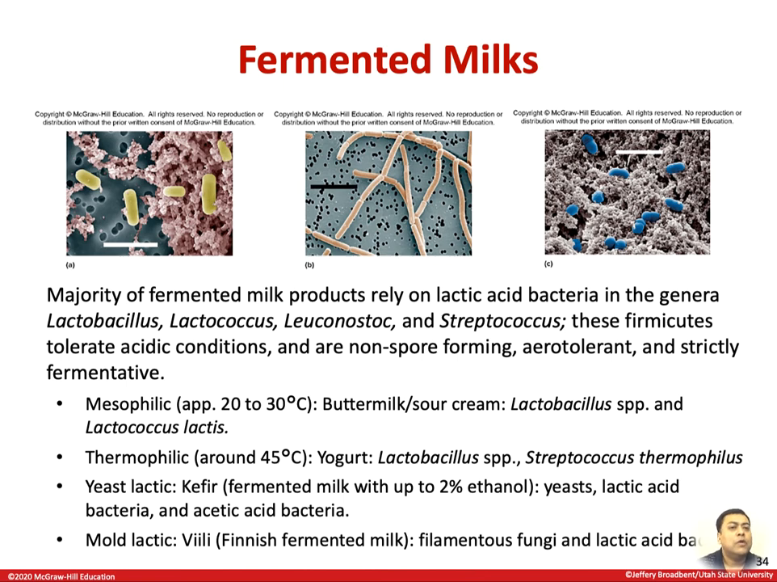So first we are looking at the different types of fermented milks. The majority of fermented milk products rely on lactic acid bacteria, which use the lactose from the milk and then produce lactic acid. They are of the genera Lactobacillus, Lactococcus, Leuconostoc, and Streptococcus. And these are known as Firmicutes. This means that they have gram-positive cell walls, and they tolerate acidic conditions as well. They are non-spore forming and aerotolerant, meaning that they can tolerate air, but they do not need air or oxygen for their growth. And they are strictly fermentative as well.